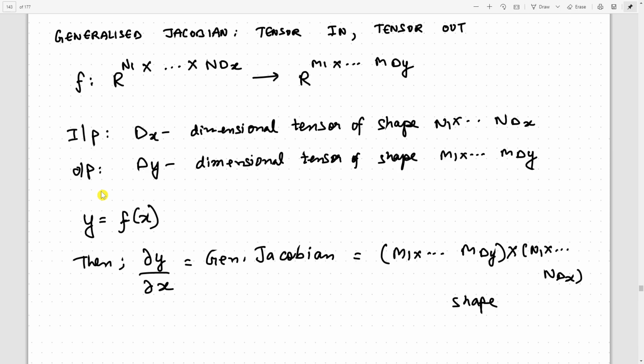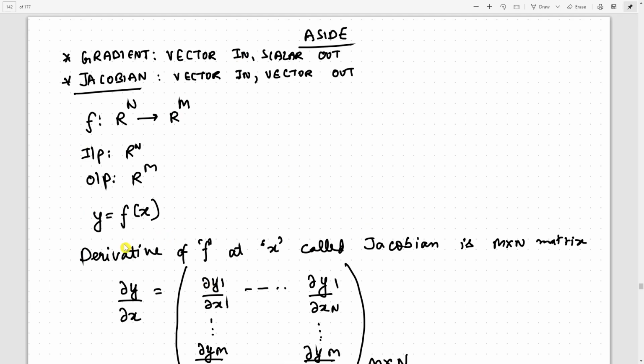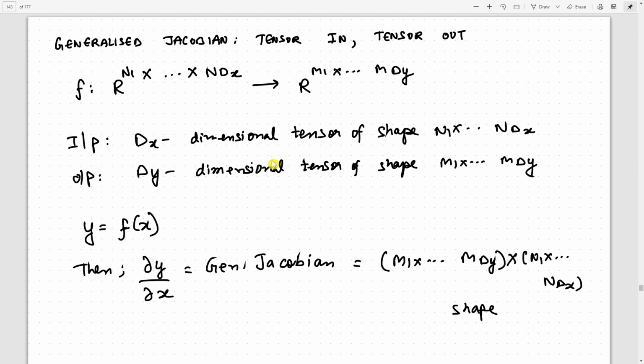Now, this calculation is not as trivial or as easy to visualize as the Jacobian you saw a minute or two back. The important thing to note here is that the shapes are still fairly similar. For the Jacobian, the shape of del y by del x was m cross n, so the shape of the output times the shape of the input. If you do this for the generalized Jacobian, the shape is m1 cross till m dy, which is the shape of the output, times the shape of the input, n1 cross till n dx. So that's how the generalized Jacobian can be calculated, and we'll be making extensive use of this for some of the calculations going forward.